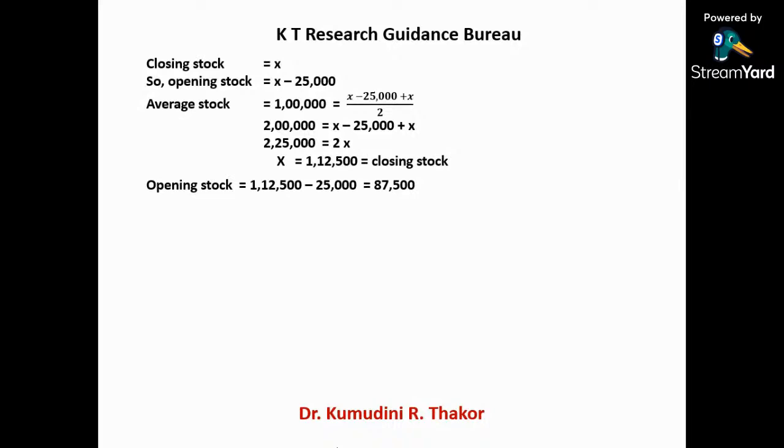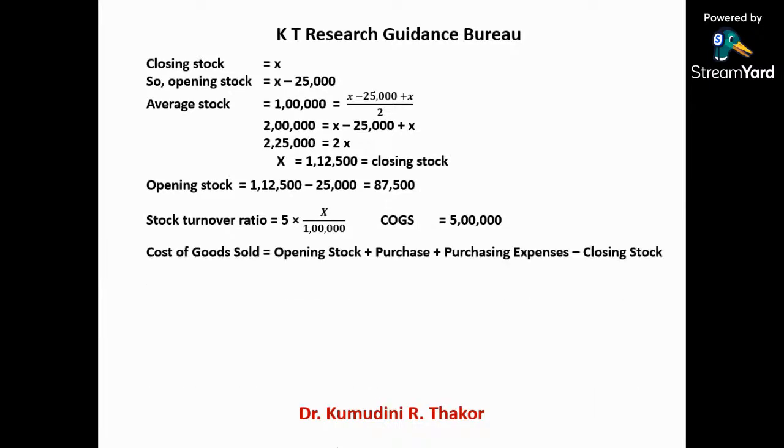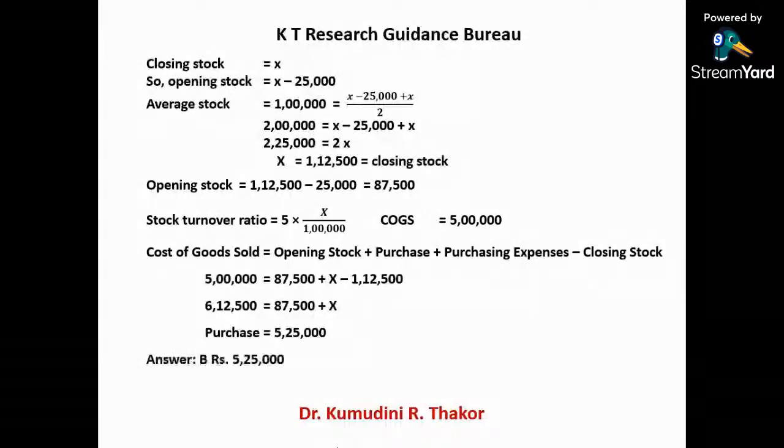So 1,12,500 minus 25,000 is equal to 87,500. And stock turnover ratio is 5, equal to X by 1 lakh. So your cost of goods sold comes to 5 lakhs. And cost of goods sold is equal to opening stock plus purchase expenses minus closing stock. So 5 lakhs is equal to 87,500 plus X minus 1,12,500. So easily you can find out purchase, that is 5,25,000. So your answer is B, 5,25,000.